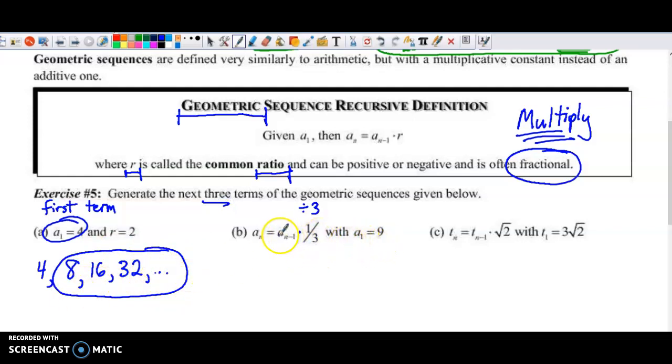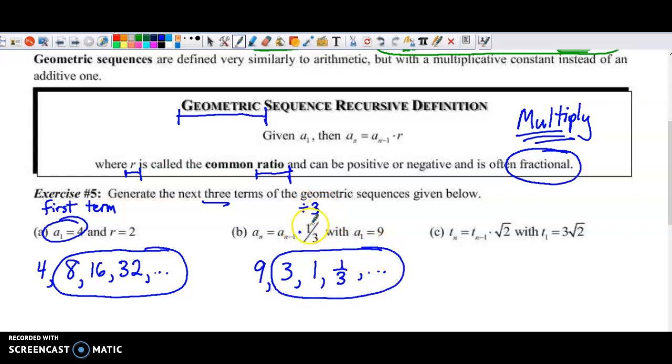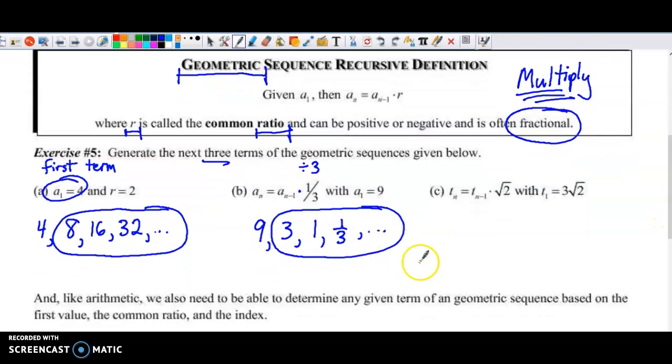Next one's very similar. It's your recursive definition. It's 9 multiplied by 1/3 is 3. Take 3, multiply by 1/3 is 1. Notice I am dividing by 3 there. But we want to call the common ratio times some number. And then this last one seems to stump students.